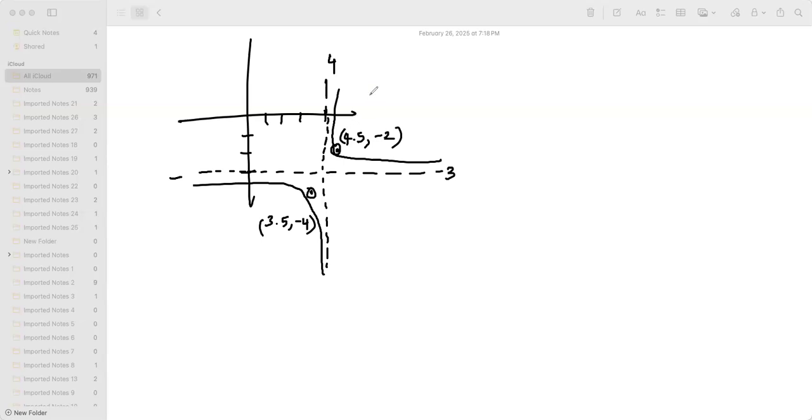Now I would like you to write the equation in the format g of x will be equal to 1 by (x minus h) plus k. Can we try this one?